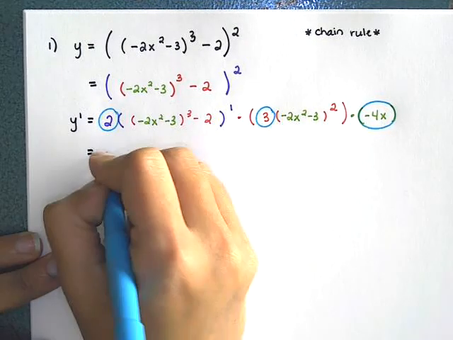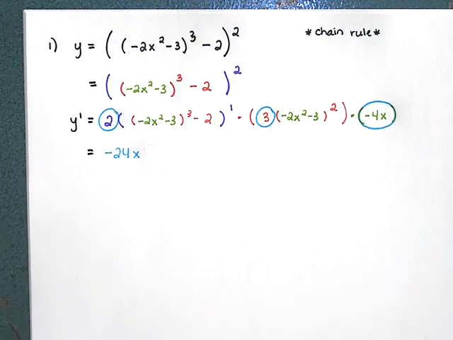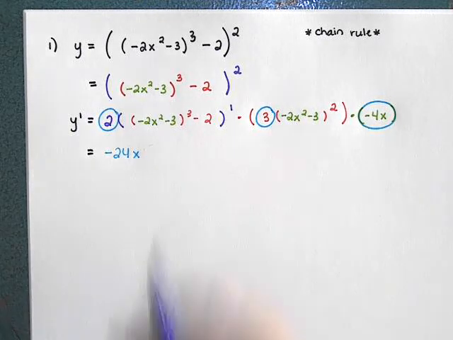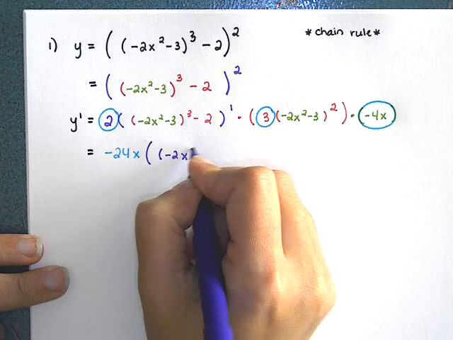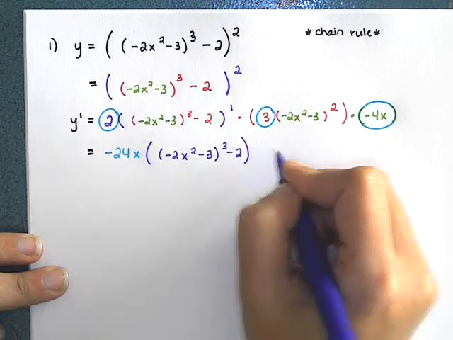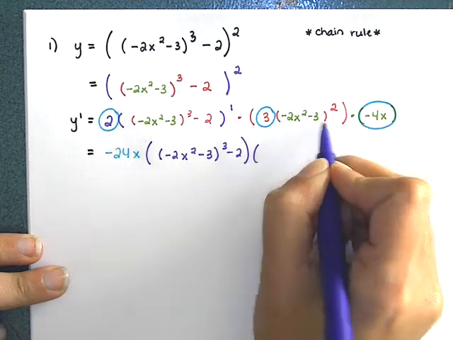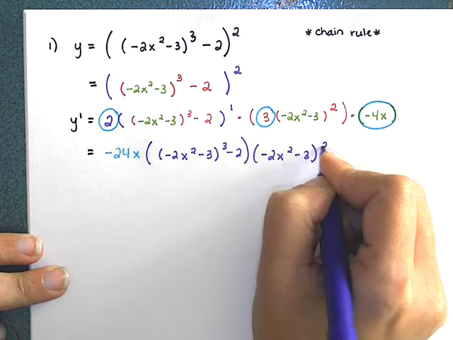So I would get negative 24x. And the rest of the problem is just going to get copied down exactly as I see it. So parentheses, negative 2x squared minus 3 cubed minus 2. And then this part right here, so negative 2x squared minus 3 squared.